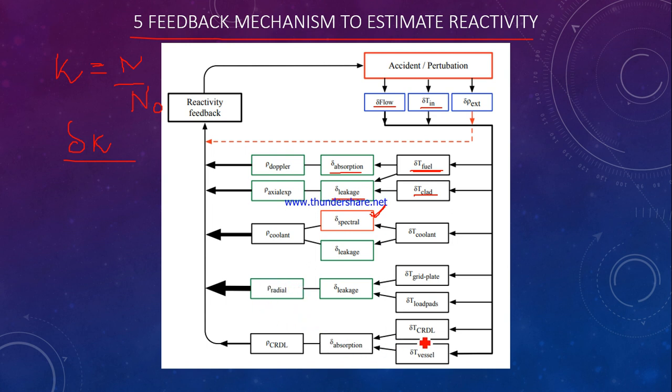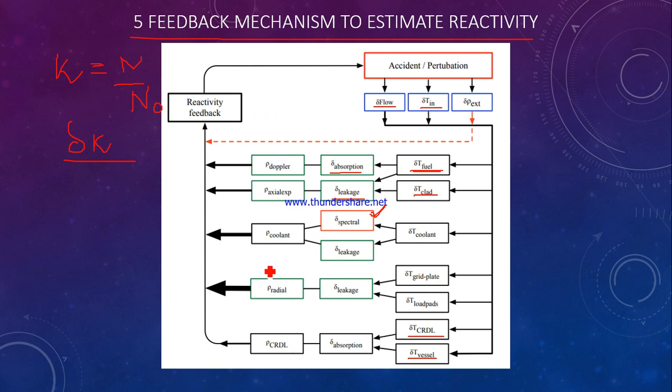And these are the CSRDM and DSRDM delta T, and this is the main vessel delta T, and from there we will be estimating the change in neutron absorption. From there we will be estimating the reactivity change due to structural change of CSRDM and DSRDM. So hope you have understood this concept.